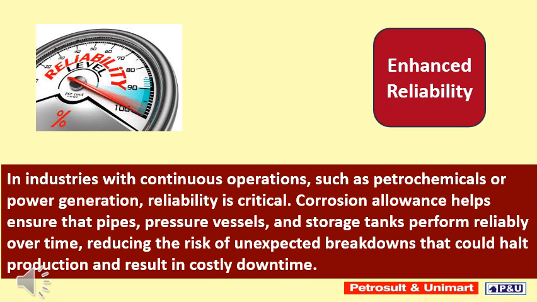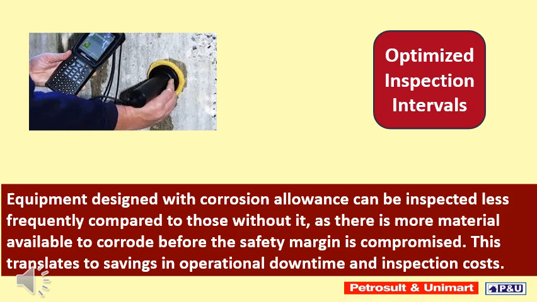Enhanced reliability. In industries with continuous operations, such as petrochemicals or power generation, reliability is critical. Corrosion allowance helps ensure that pipes, pressure vessels, and storage tanks perform reliably over time, reducing the risk of unexpected breakdowns that could halt production and result in costly downtime.